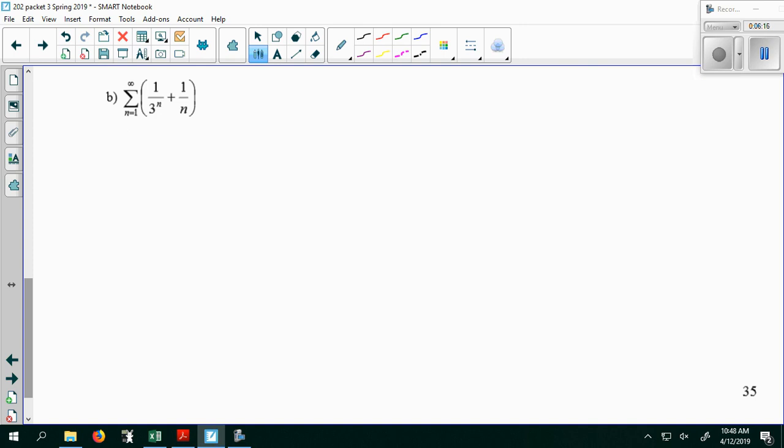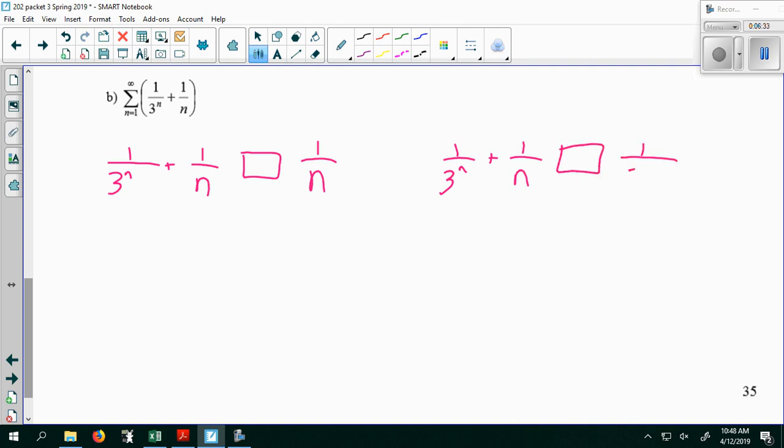So 1 over 3 to the n plus 1 over n. I'm going to do the same comparisons. I'll compare this to 1 over n, and I'm also going to compare it to 1 over 3 to the n. One of them will be useful, one of them won't. Okay. 1 over n equals 1 over n, right?